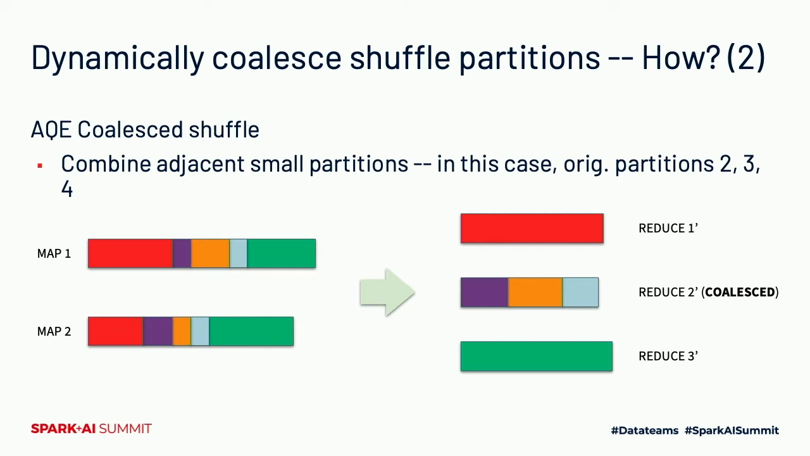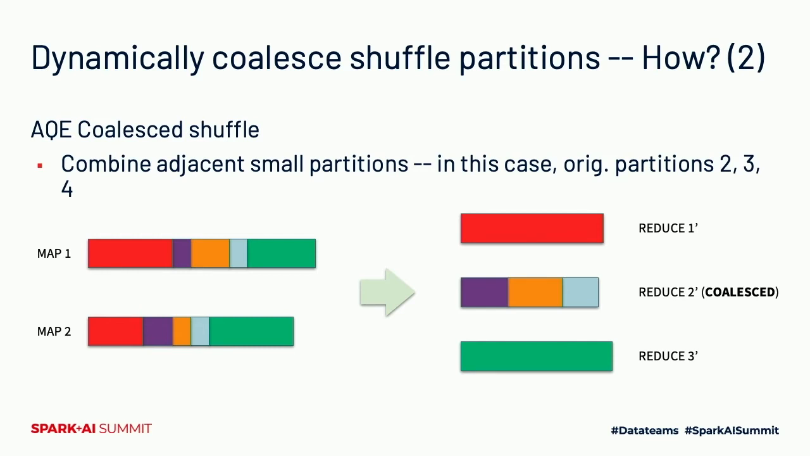Now, this is what a coalesce shuffle looks like. The first step, the map side partitioning, remains exactly the same as that of a regular shuffle, but the difference lies in the second step. It is obvious that adjacent partitions corresponding to key groups 2, 3, and 4 are small partitions, so that's why we have a coalesce operator to combine them here.